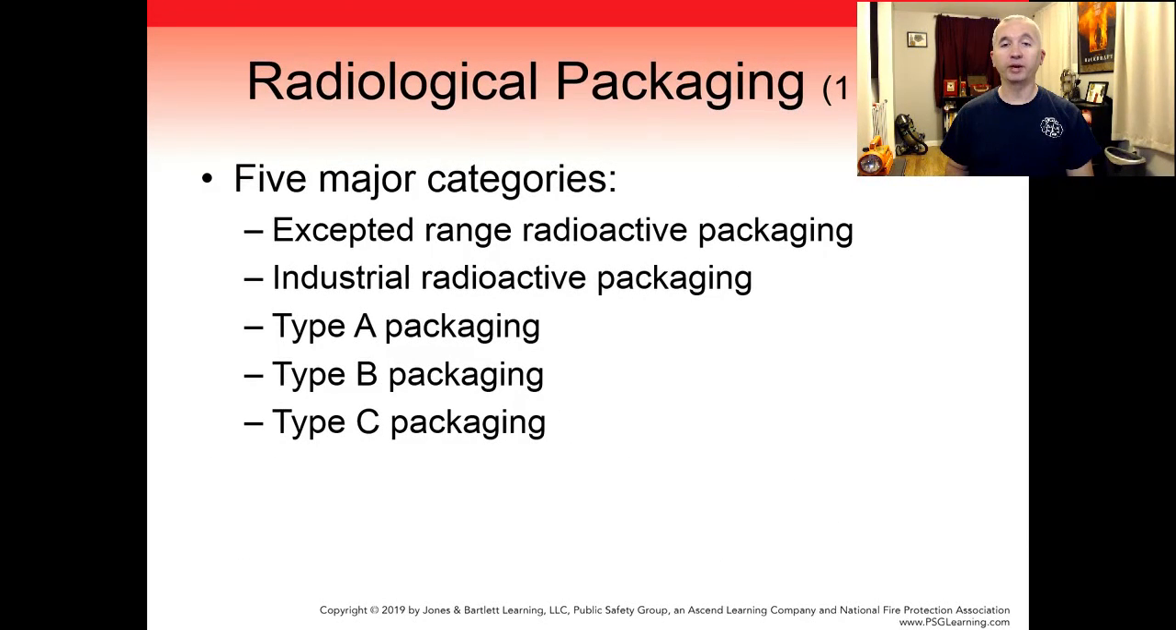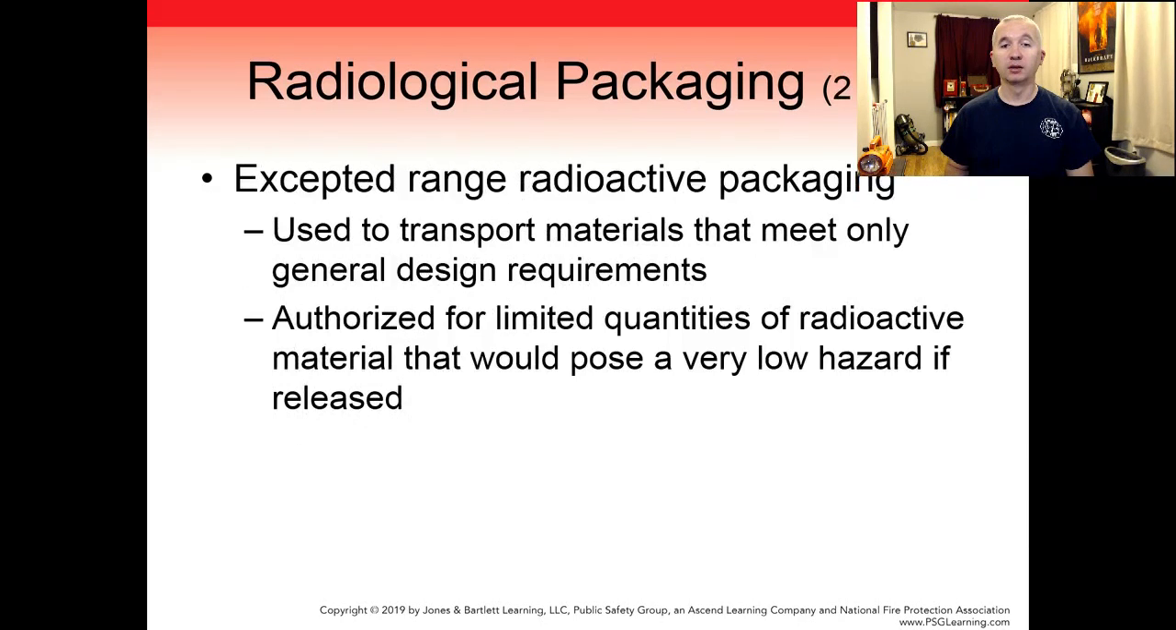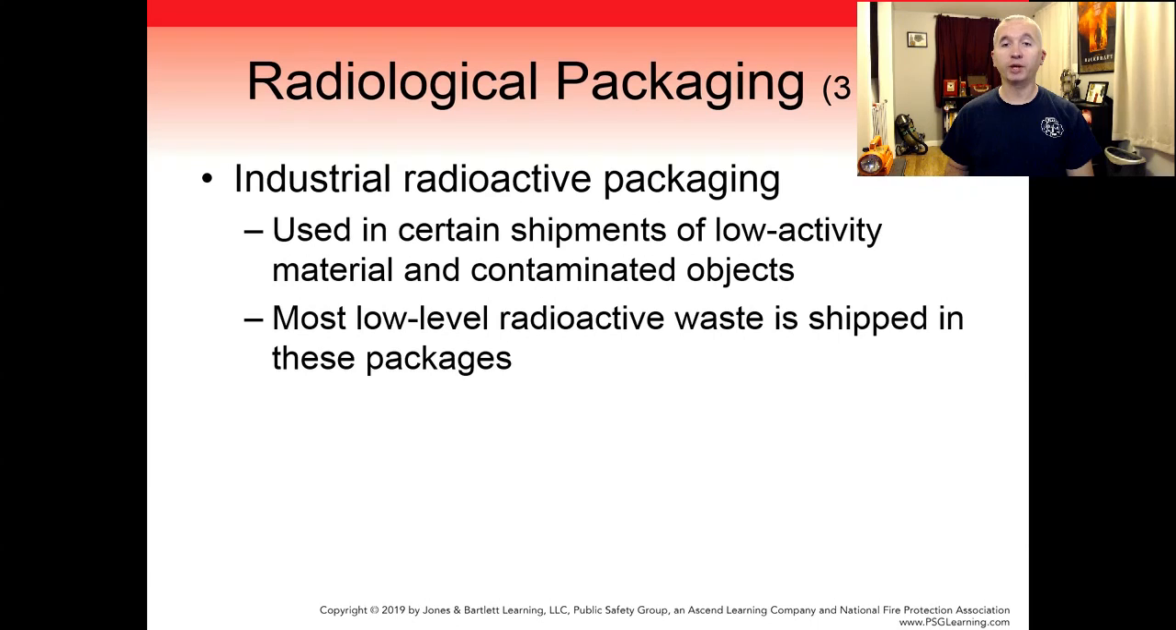When observing radiological packaging, the most common types of containers and packages used to store radioactive materials are divided into five major categories. Excepted radioactive packaging is used to transport materials that meet only general design requirements for any hazardous material package. Excepted packaging is authorized for limited quantities of radioactive material that would pose a very low hazard if released in an accident.